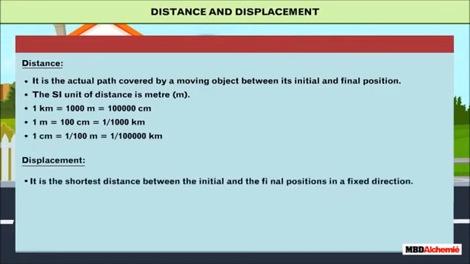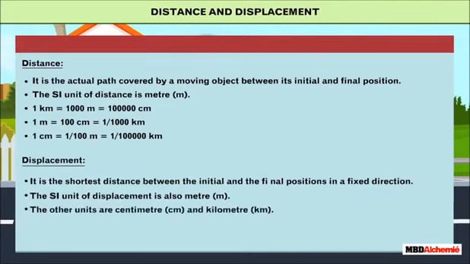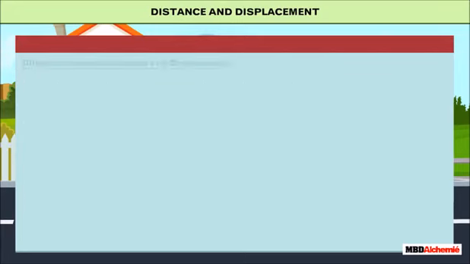Displacement. It is the shortest distance between the initial and the final positions in a fixed direction. The SI unit of displacement is also meter, m. The other units are centimeter, cm, and kilometer, km.